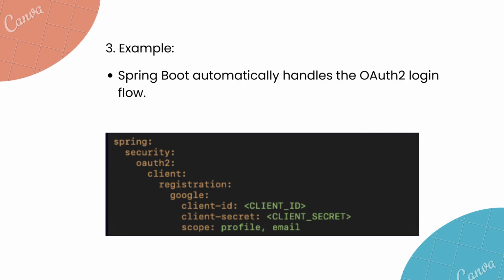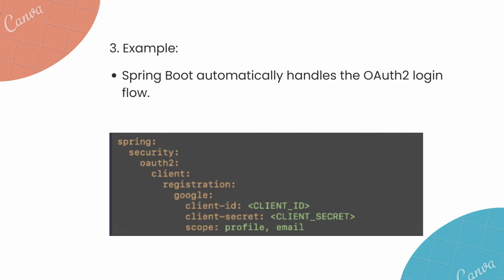Use case: customers log in to the banking system using their Google accounts. Example: a customer clicks on login with Google on the website. Spring Security redirects the user to Google for authentication. Upon successful login, the user is redirected back to the banking application.